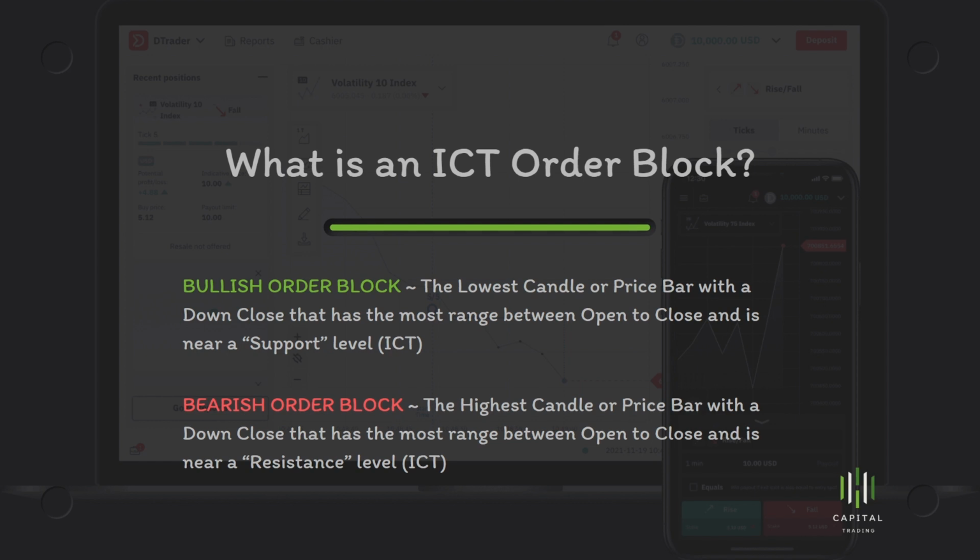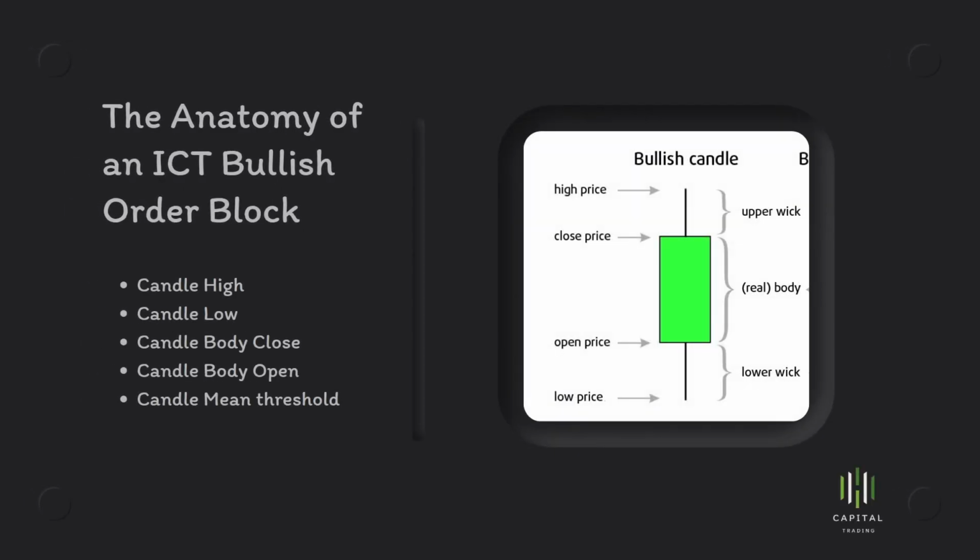So let's dive into the anatomy of an ICT bullish order block. We have about 5 areas of interest that we look for when we are trading on a bullish order block.